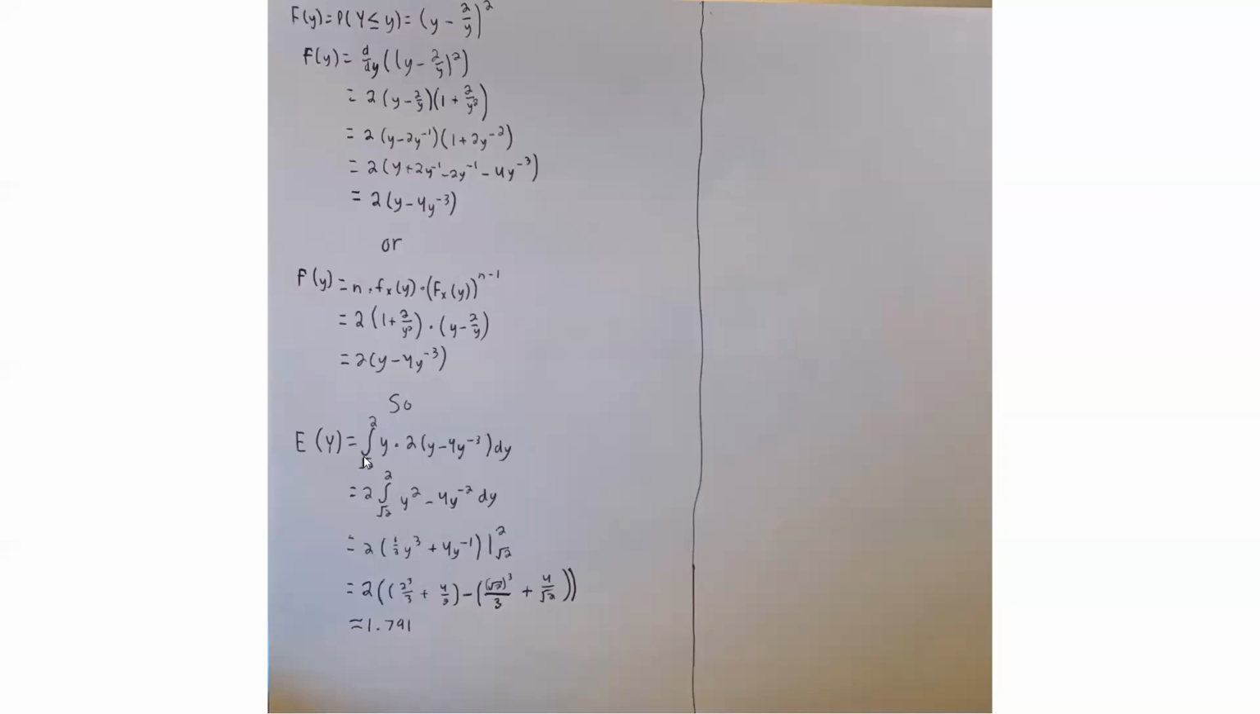So then to find the expected value, it'd just be y times that PDF from √2 to 2. You can pull the 2 out because that's just a factor, and then distribute the y to get y² − 4y⁻². And then to integrate that, you would get 2 times (1/3 y³ + 4y⁻¹). Plug in those values, do some calculations, type into your calculator to get the expected value of Y to be 1.791 meters. So that would be the expected value of the max. And you can do the same steps to find the expected value of the min as well. You can do it intuitively or use the other formula that Connor derived earlier.